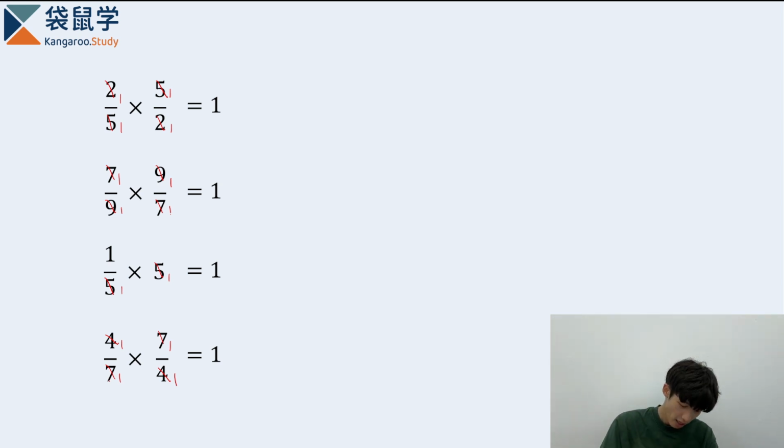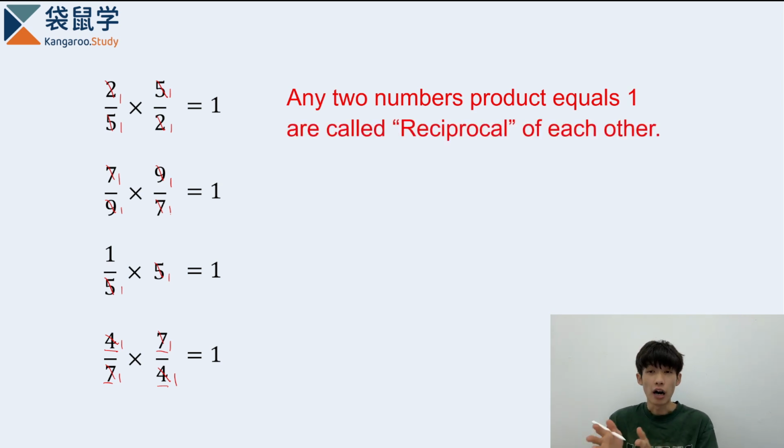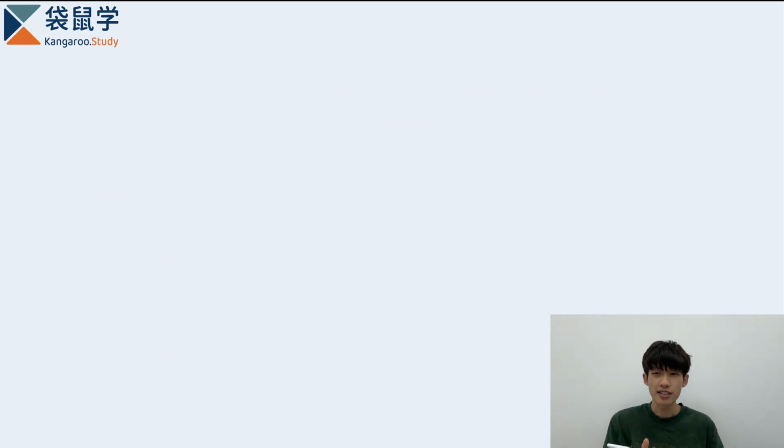If we visualize it, the denominator 7 became the numerator 7, and the numerator 4 becomes the denominator 4. Since these two numbers multiplied together give a product equal to 1, any two numbers whose product equals 1 are called reciprocals of each other. So there's a specific word, reciprocal. Now 7 over 4 is the reciprocal of 4 over 7, and 4 over 7 is the reciprocal of 7 over 4.